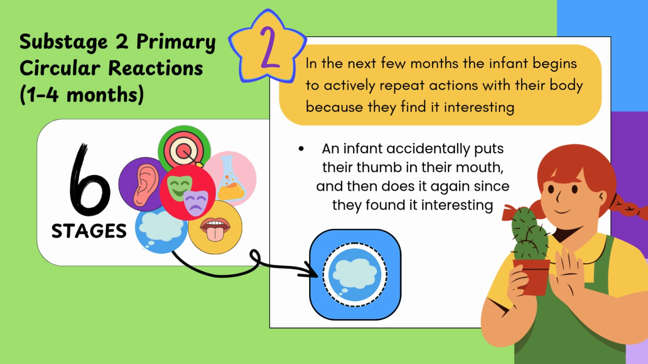Substage 2 is the primary circular reactions, and this happens between the first and the fourth month. And I use a thought bubble for this. In the next few months, the infant begins to actively repeat actions with their body because they find it interesting. For example, an infant accidentally puts their thumb in their mouth and then does it again since they found it interesting.